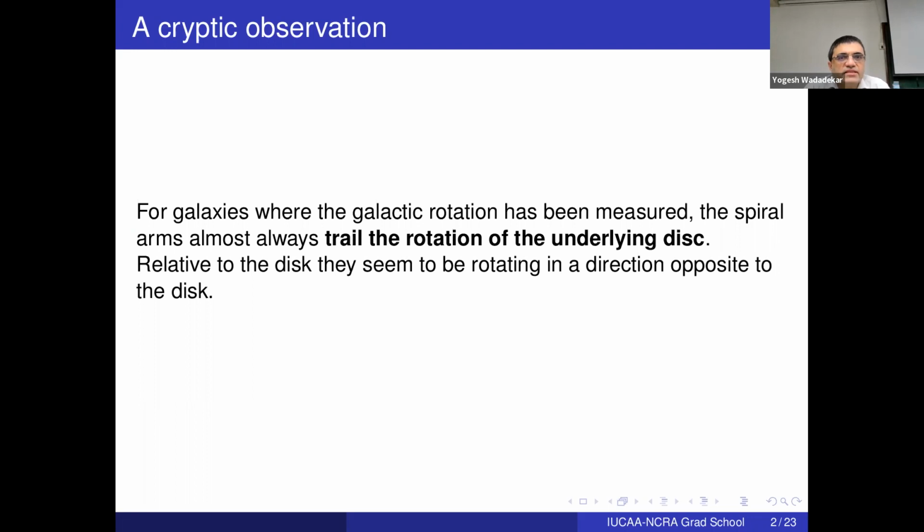That for galaxies where the galactic rotation has been carefully measured, the spiral arms seem to trail the rotation of the underlying disk. So relative to the disk, they seem to be rotating in a direction opposite to the disk. So this is an observation.